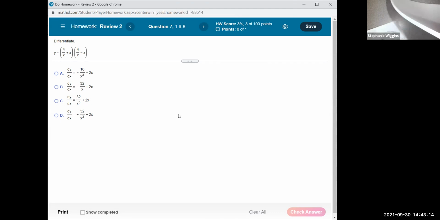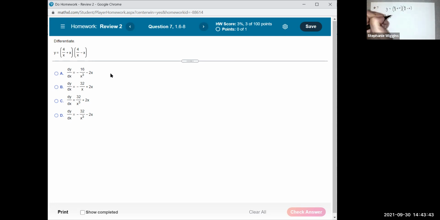In this particular case, I would go ahead and FOIL that first. You'll notice that we have plus x minus x, so some middle terms are going to cancel out. We're on number 7 here. So your y equals 4 over x plus x and 4 over x minus x.